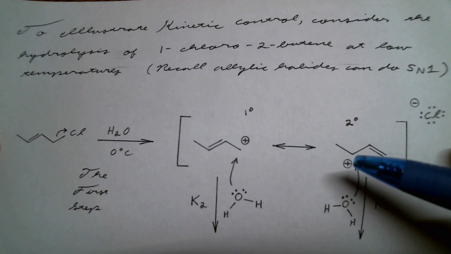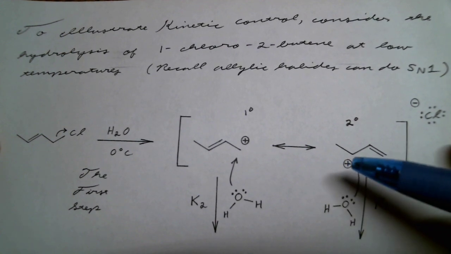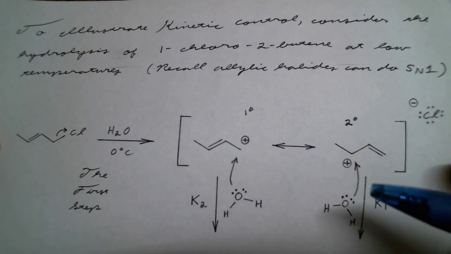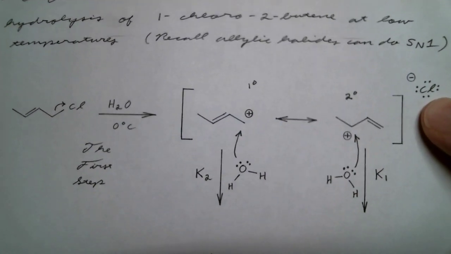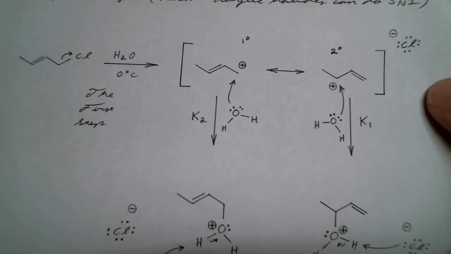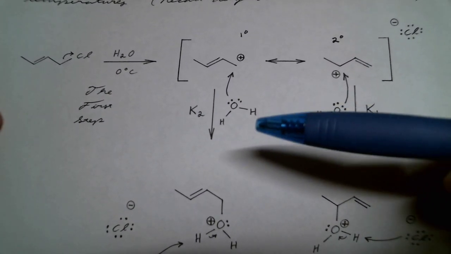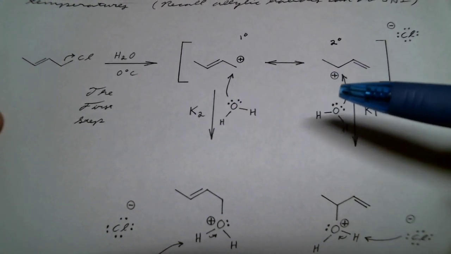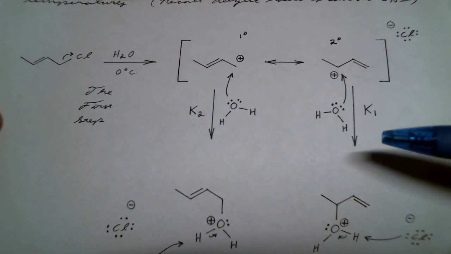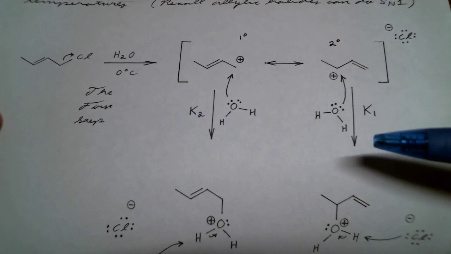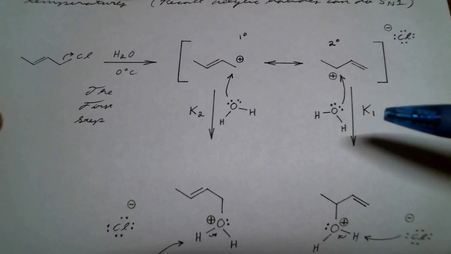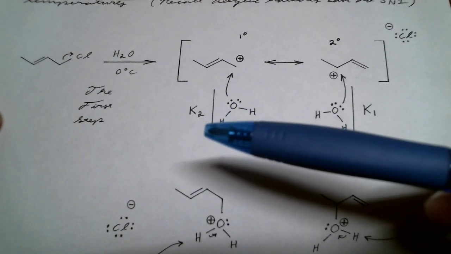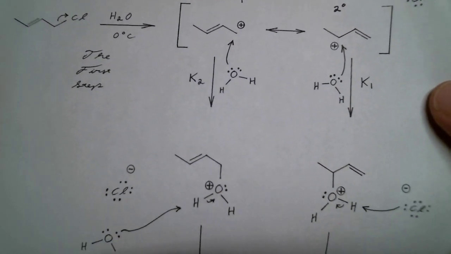This particular carbocation is going to be more stable, right? Secondary carbocations are more stable than primary. And they're both allylic, so that factor is already baked into the cake. And so here we have water either attacking our primary carbon or our secondary carbocation center. So you could think of this secondary carbocation center going with some reaction rate constant K1 and this primary carbocation center going with some rate constant K2.